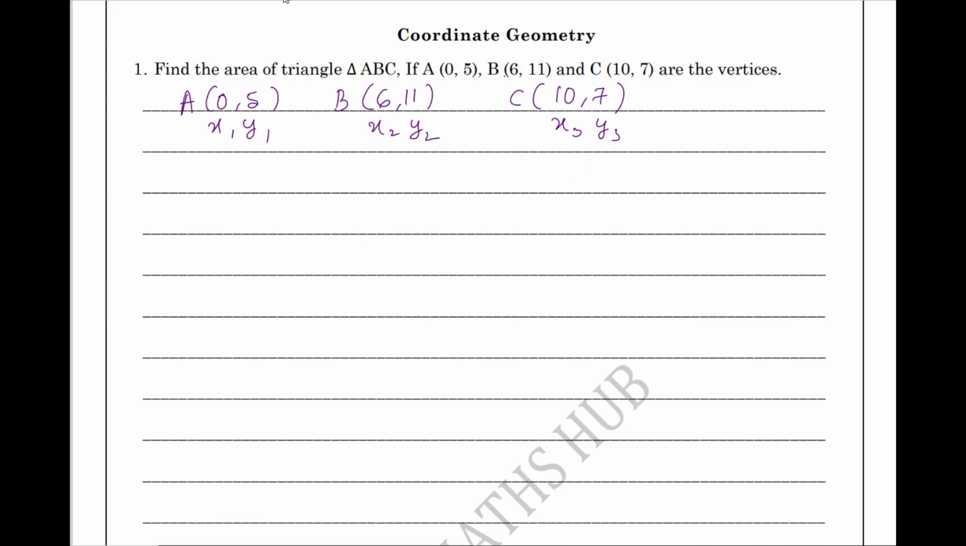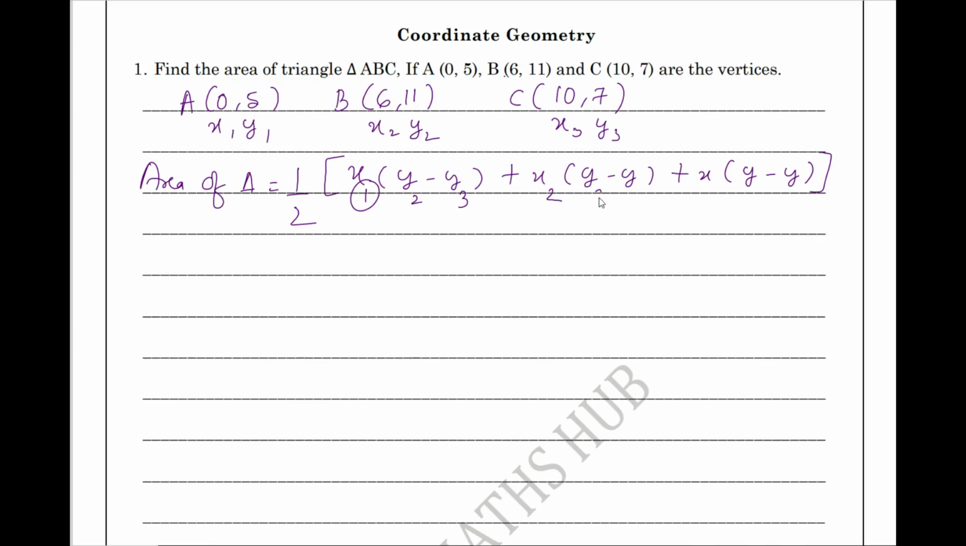Now what do we need to find out? We need to find out the area of the triangle. Therefore the area of triangle formula is area of triangle equals half into x1 (y2 minus y3) plus x2 (y3 minus y1) plus x3 (y1 minus y2). Now I'll write 1 2 3 in cyclic order. 1 2 3. After 1 we get 2, after 2 it is 3, after 3 it is 1. In the same way 3 1 2. Now we have listed down the points and written the area of triangle formula.